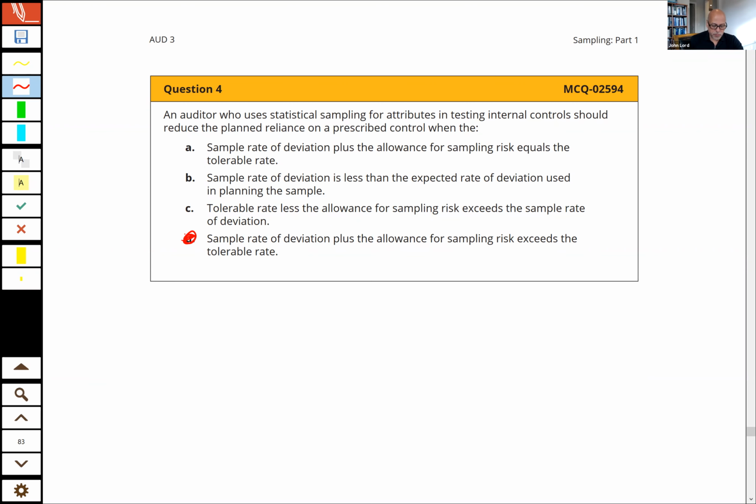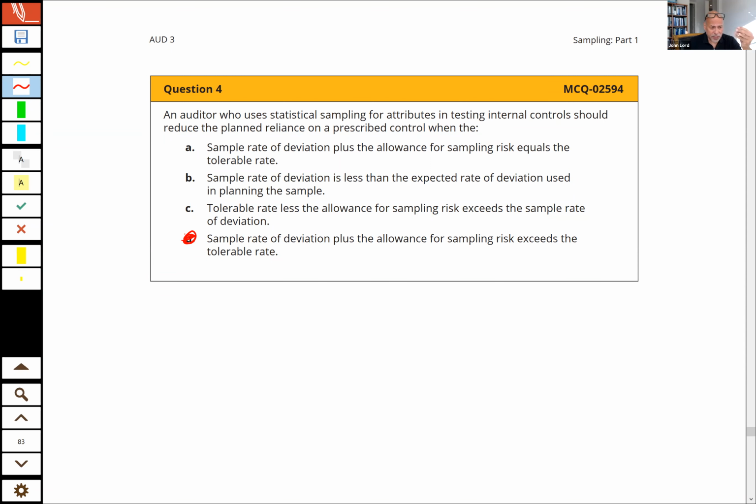Anybody got an answer for me? When would you decide not to rely on the control? And speak to me in audit language. If control risk is high. Okay, but if I'm using sampling, how would I determine the control risk is high?